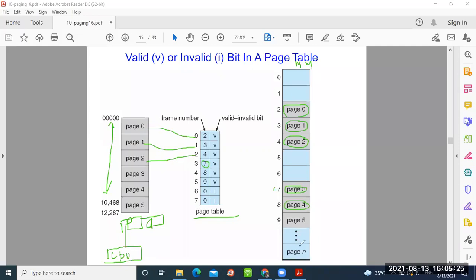Page 5 is located at frame number 9. So frame number 9 consists of page 5. Now you can see page 6. For page 6, we do not have any frame number. What is the reason? The reason is that we have used the additional bit here. This represents your valid bit, which shows the particular page is present.